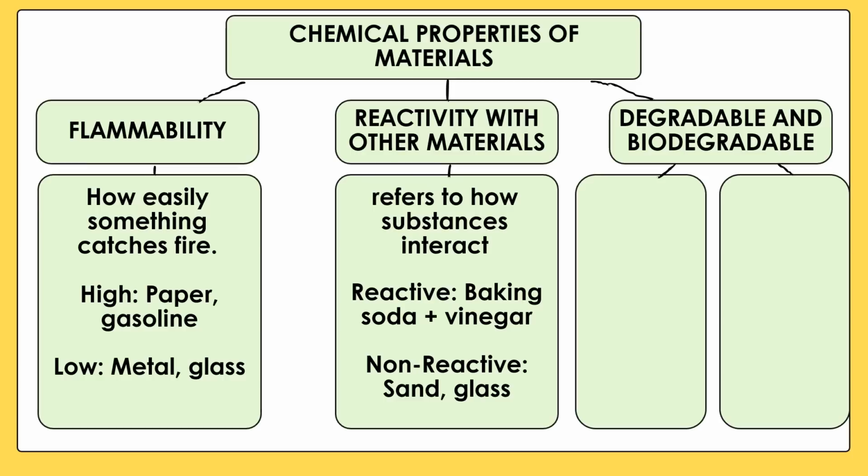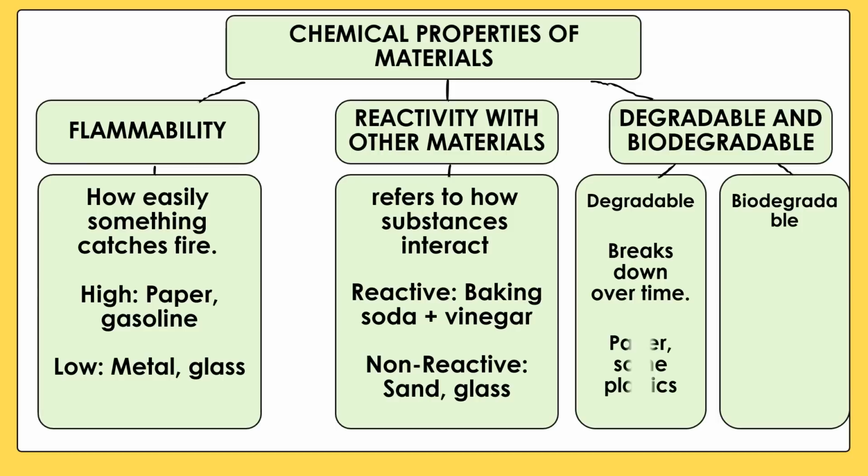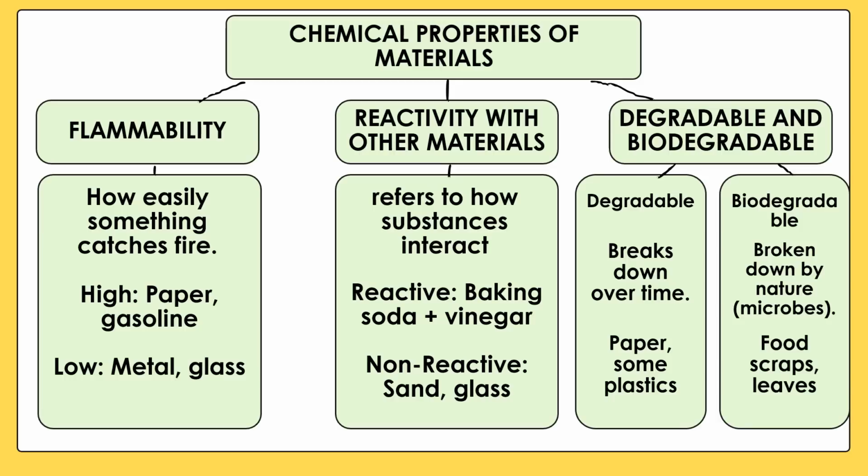Degradable and biodegradable is divided into two parts, degradable and biodegradable. Let's have first the degradable. Degradable means breaks down over time. Examples, paper and some plastics. Biodegradable means broken down by nature microbes. Example, food scraps or leaves.